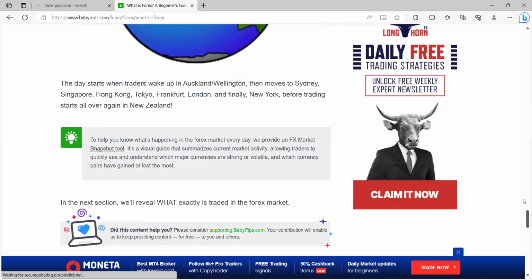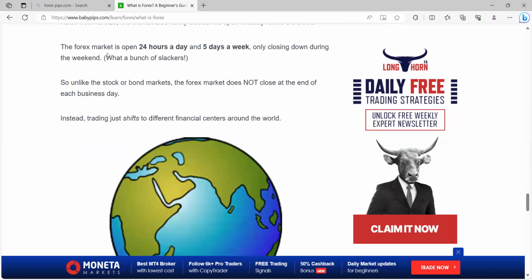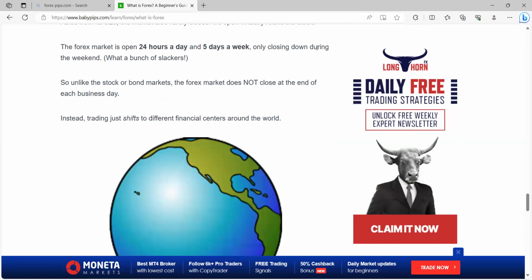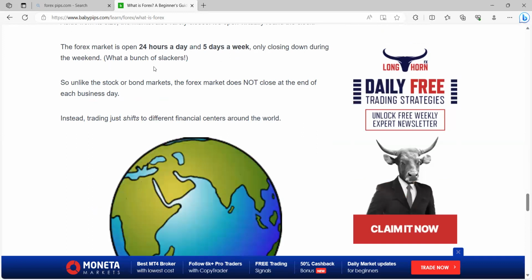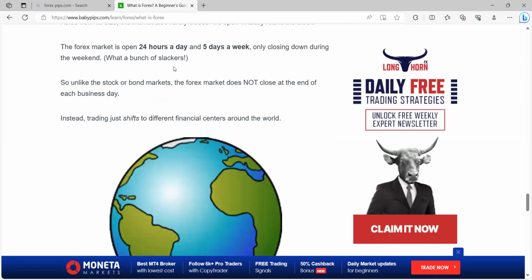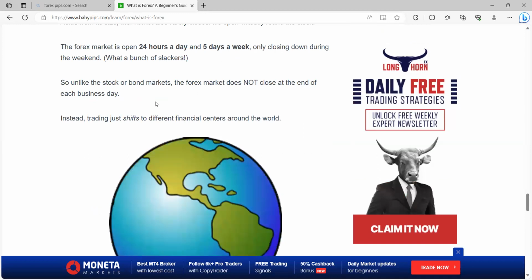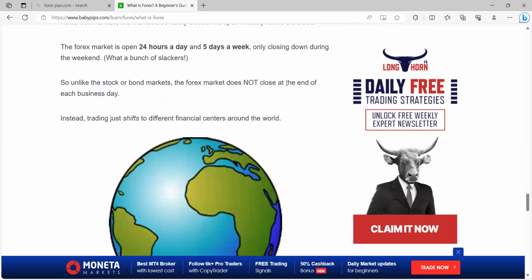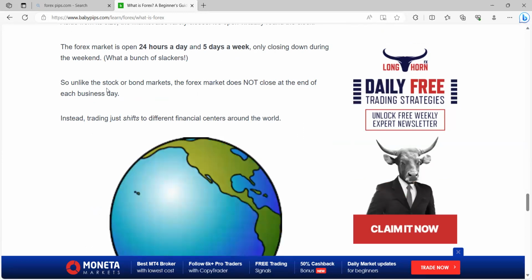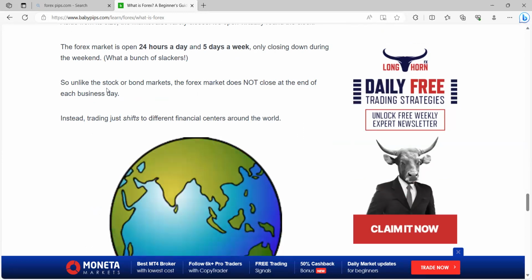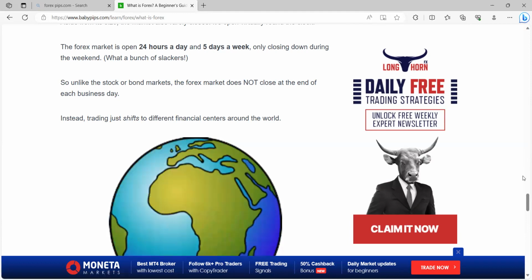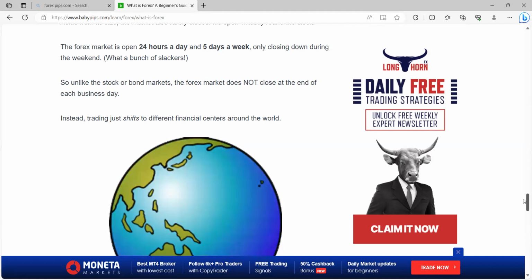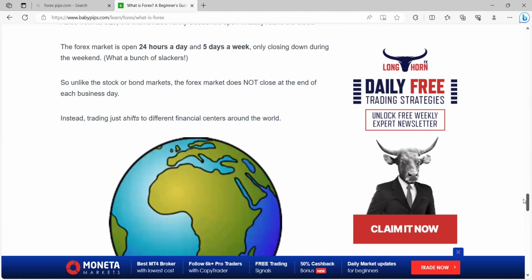One of the important things, Angela: the forex market is open 24 hours a day, 5 days a week. It only closes during the weekend. Unlike the stock or bond markets, the forex market does not close at the end of each business day. Stocks open for maybe 10 hours a day, but forex is open 24 hours.